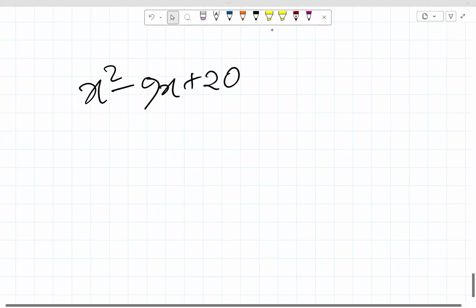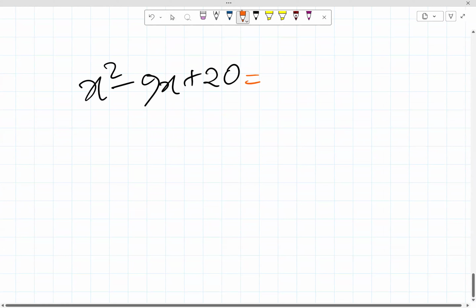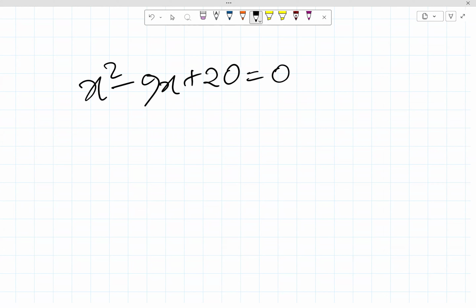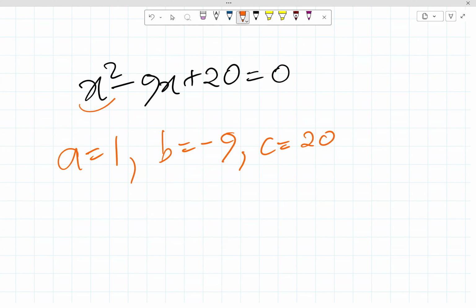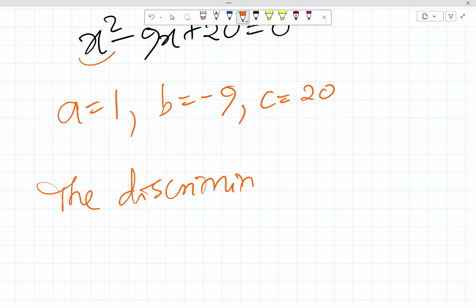So in this case, we are using the quadratic formula, equals 0 by the way. So we know A is 1, that's the coefficient of x squared. B is minus 9, and C is 20. The discriminant is D equals B squared minus 4AC.